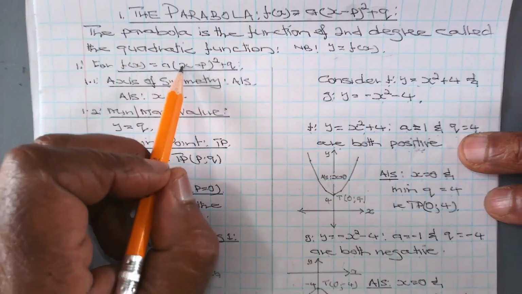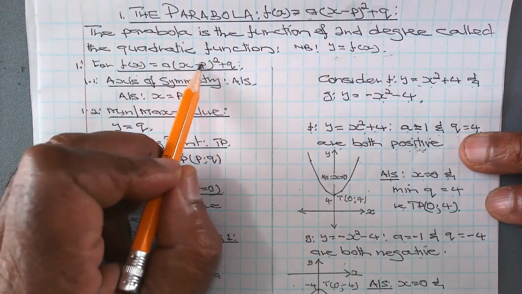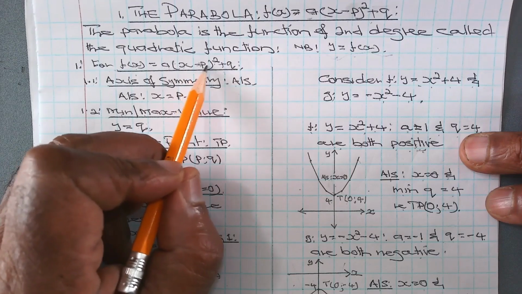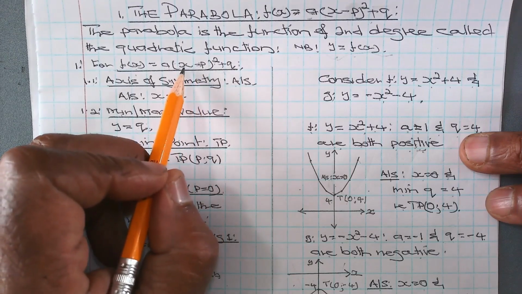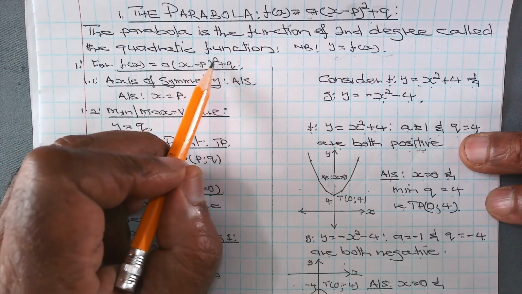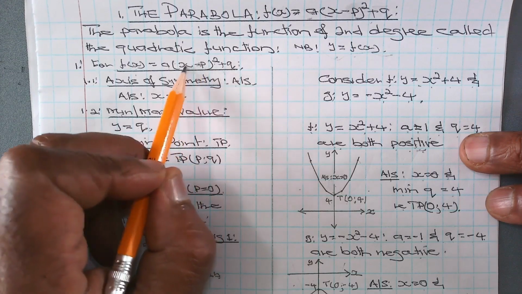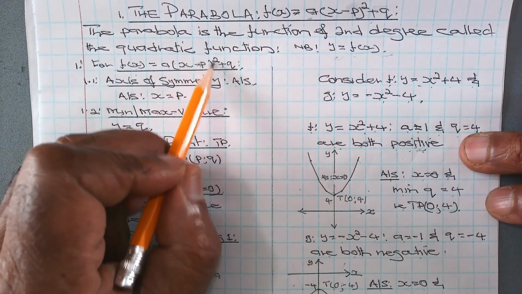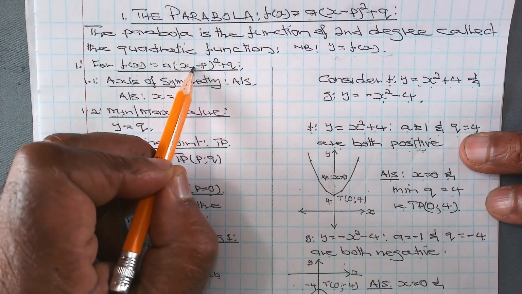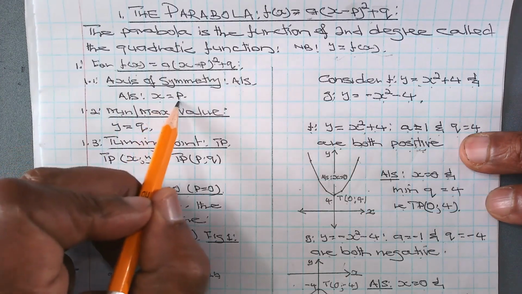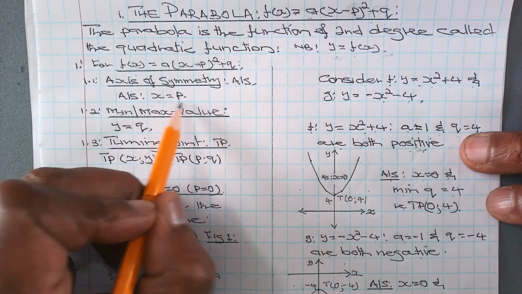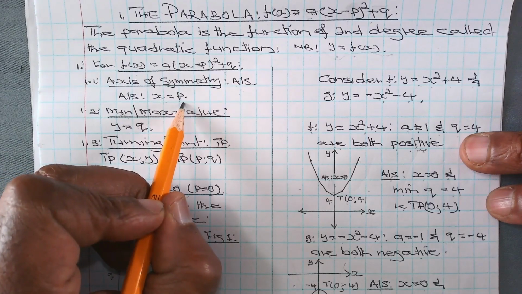The axis of symmetry is determined within these brackets, regardless of the degree. When you are looking for the axis of symmetry, you ignore the degree. You just put x equals p. That is the axis of symmetry of a parabola.